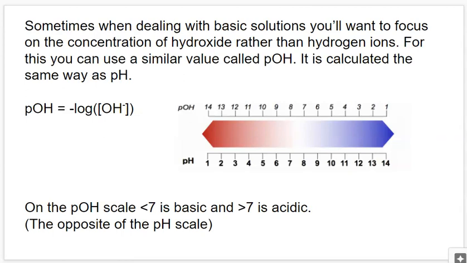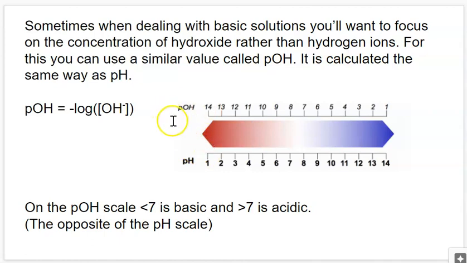Sometimes you're going to want to deal with a basic solution, and it'll be more relevant to the chemistry to consider hydroxide ions rather than hydrogen ions. So there's another similar value to pH called pOH that is calculated the exact same way. So the pOH is going to be equal to the negative log of the hydroxide ion concentration. And considering this is calculated the same way as pH, the scale is going to be really similar.